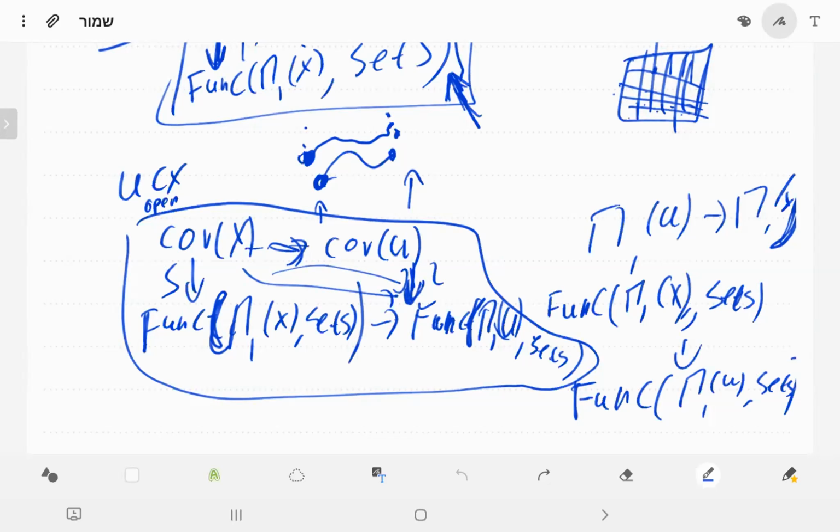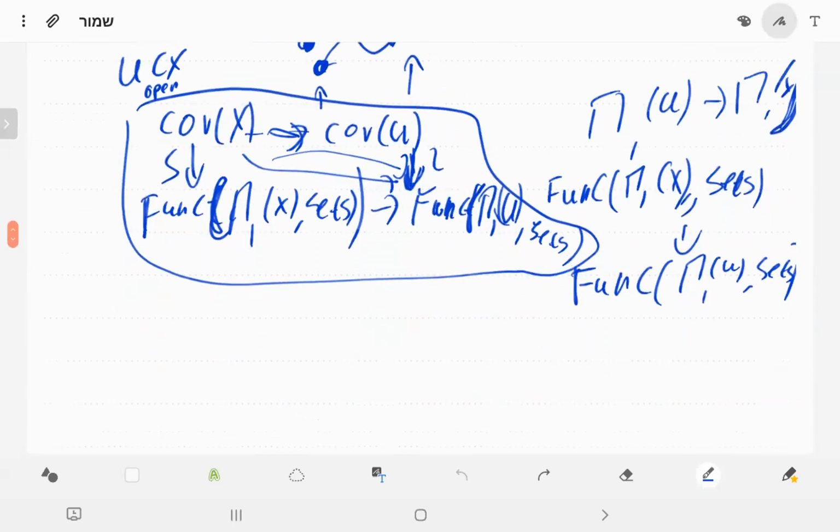So if you have X and inside it a subset U, and inside that a subset V, you can go down from X to U and then to V, or you can go directly from X to V, and then you get two isomorphisms and you want them to be the same. So it's a bit annoying, but basically it's the only thing that you want to expect.